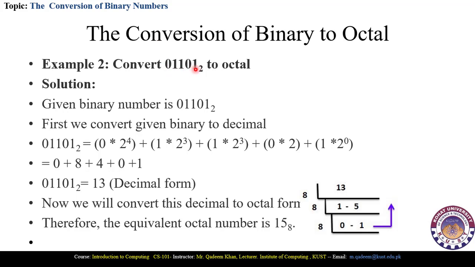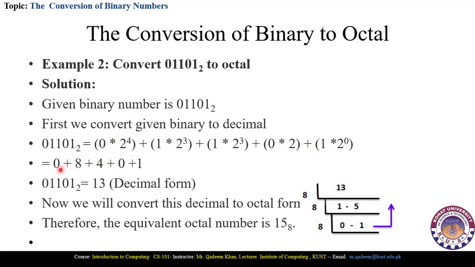This is 01101 base 2. Now this is our binary number. To convert that into an octal number, first we need to convert this into a decimal number. So 0 multiplied by 2 to the power 4, because there are 5 digits, so we start from 4, plus 1 multiplied by 2 to the power 3, plus 1 multiplied by 2 to the power 2, plus 0 multiplied by 2 to the power 1, plus 1 multiplied by 2 to the power 0. Then we will calculate all these expressions.